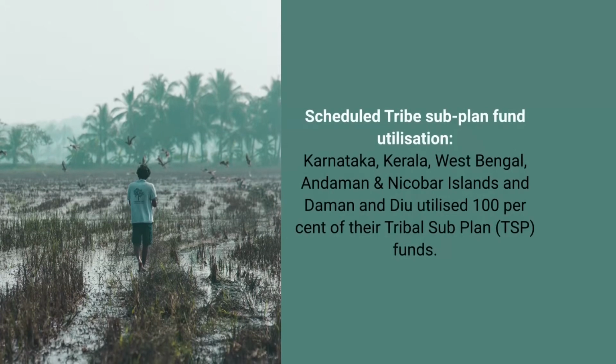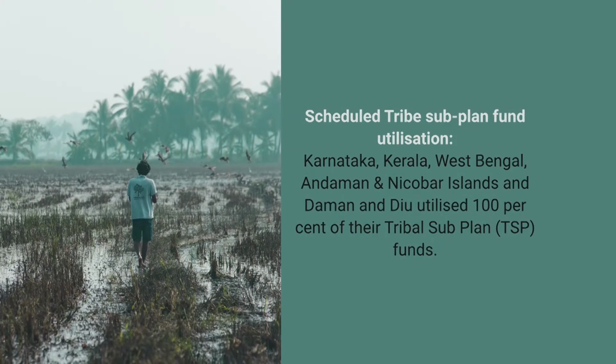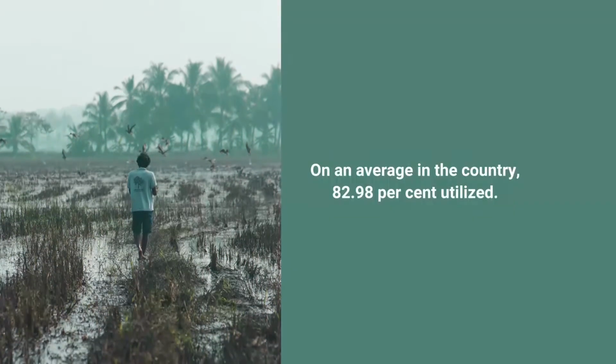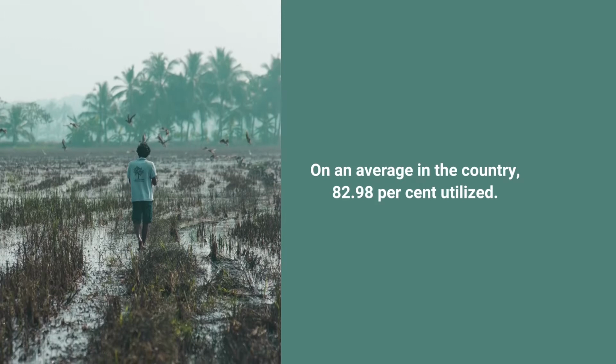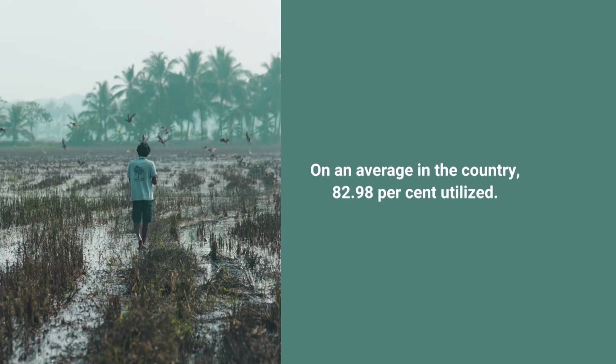77.67% of the fund allocated to scheduled caste population is utilized. In case of scheduled tribe sub-plan fund utilization, 3 states and 2 union territories, Karnataka, Kerala, West Bengal, Andaman Nicobar Island, and Daman and Diu utilize 100% of their tribal sub-plan funds. On an average, in the country, 82.98% of the fund allocated for scheduled tribe population is being utilized.